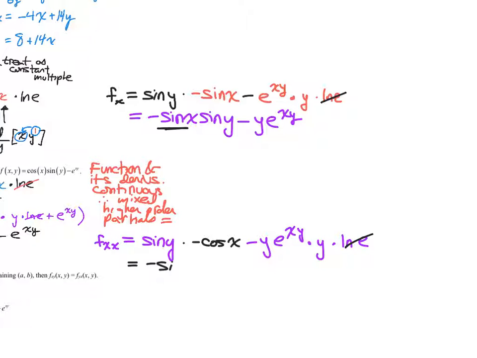Again, kills the ln of e immediately. So negative sine y cosine x minus y squared e to the xy.